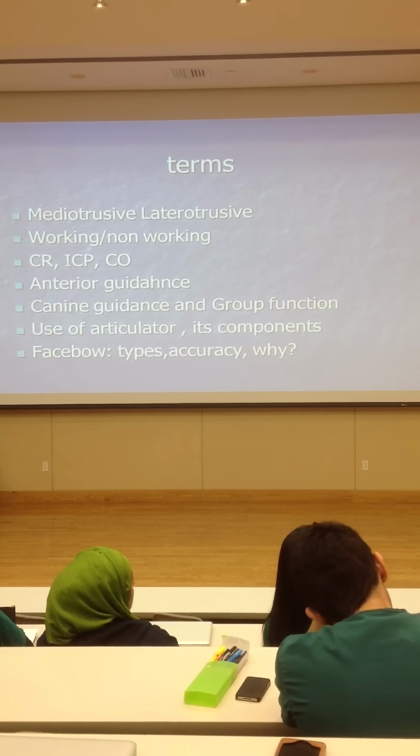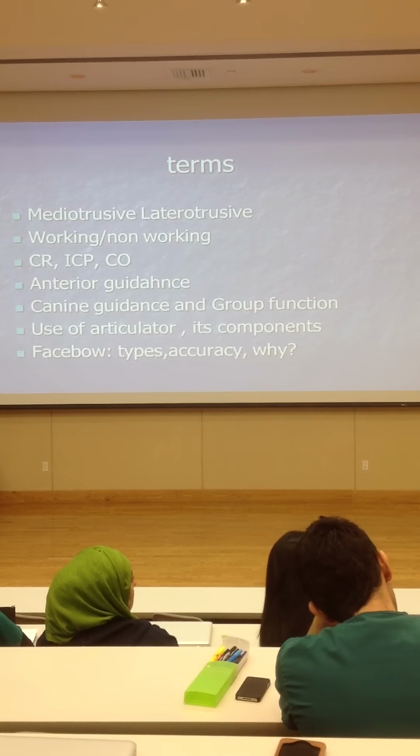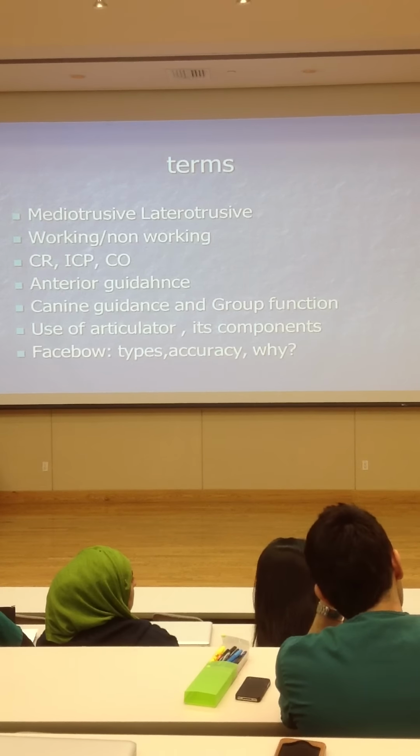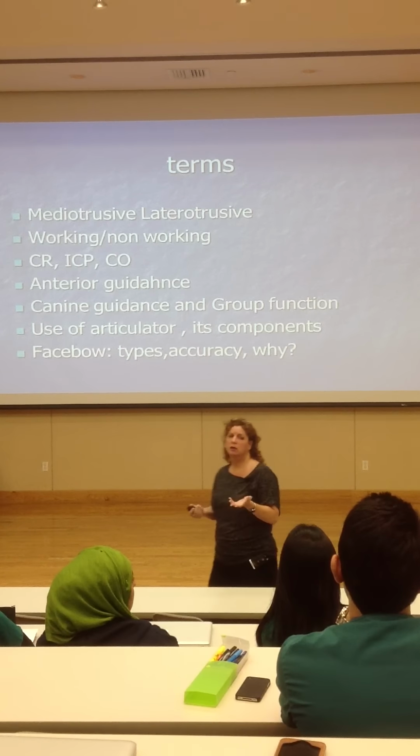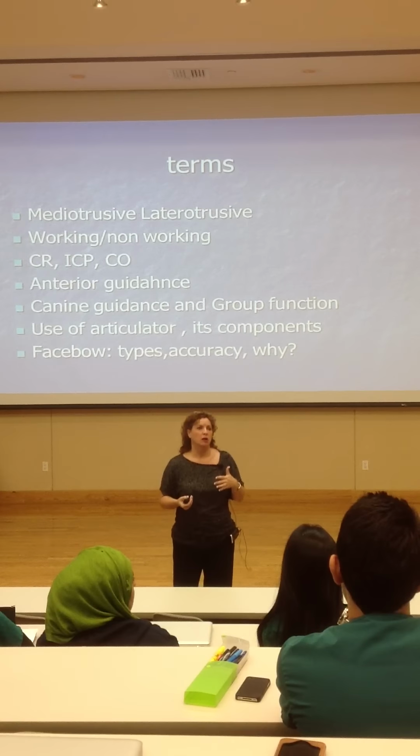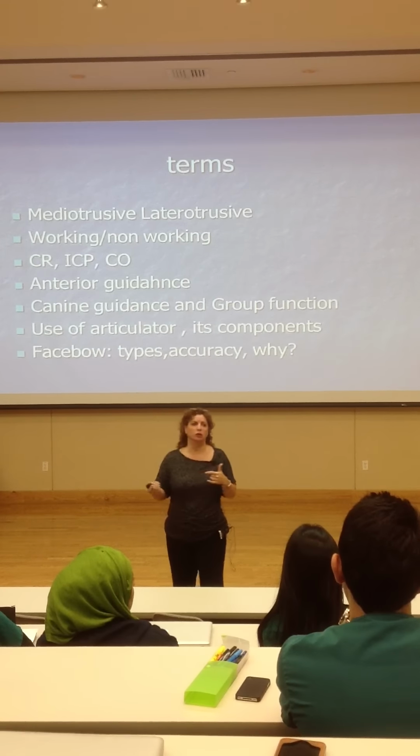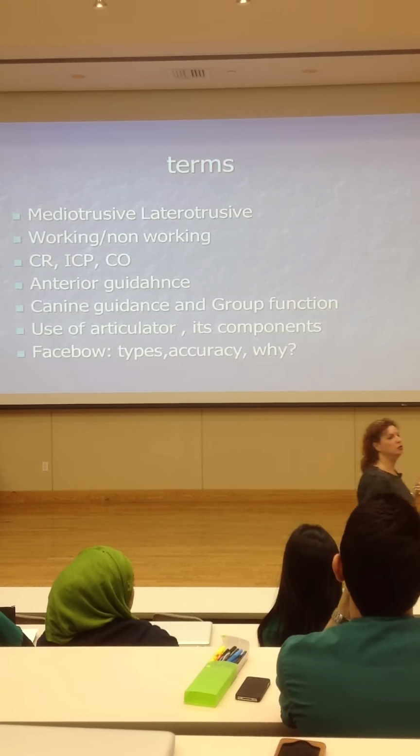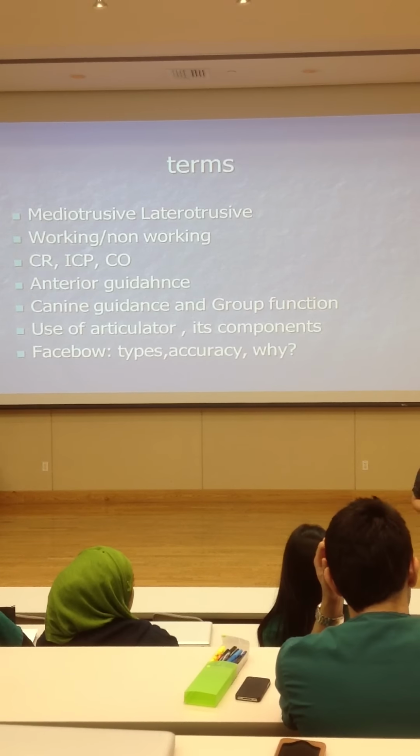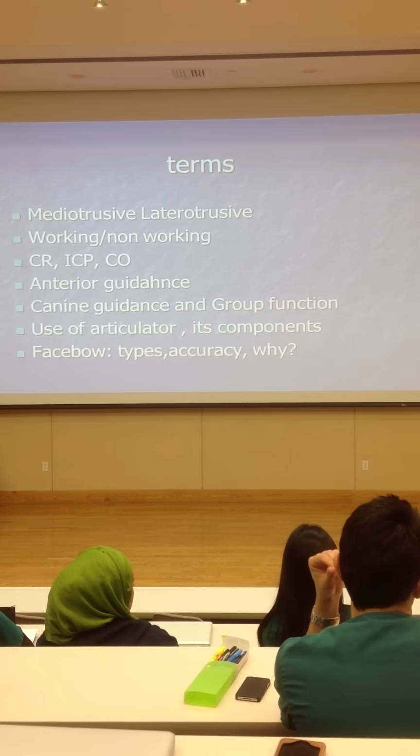We also talked about the different kinds of occlusion and their prevalence for different guidance. For example, we said if you are a class 2 division 1, most likely you have group function. If you are angle class 2 division 2, most likely it will be canine guidance. Okay?